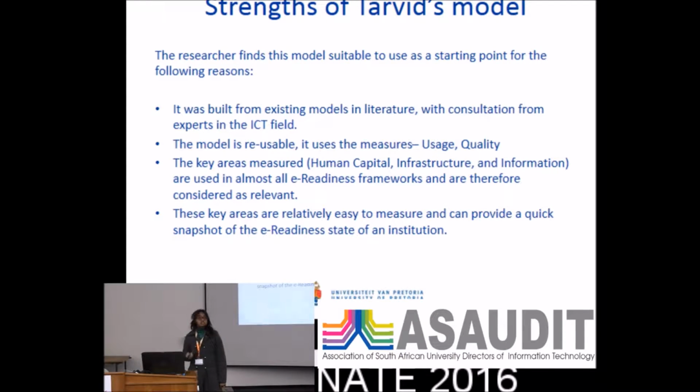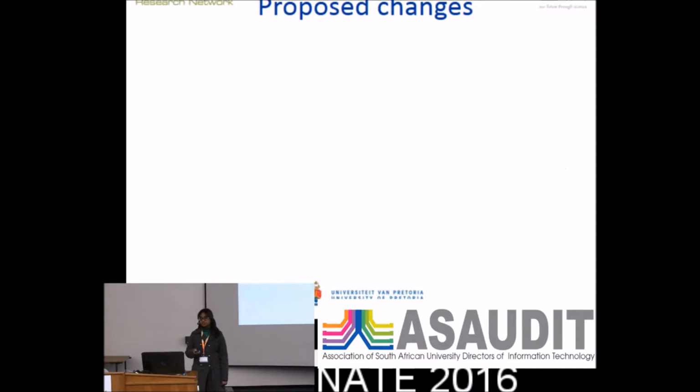The model is reusable, and it uses usage and quality as the inputs to measurement for the model. The key areas that were measured were human capital, infrastructure, and information, and these are used across all types of e-readiness frameworks and are therefore considered most relevant. And they are relatively easily measurable factors that were in this model, and it can be used to provide a quick snapshot of the e-readiness state of an institution.